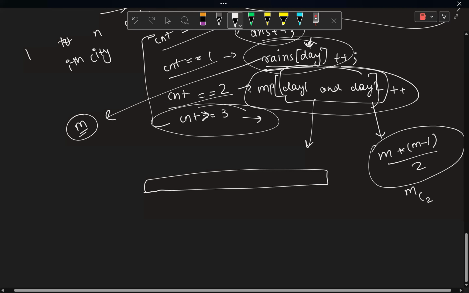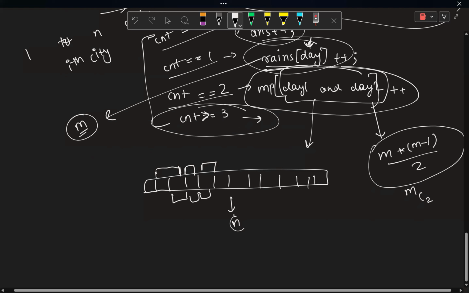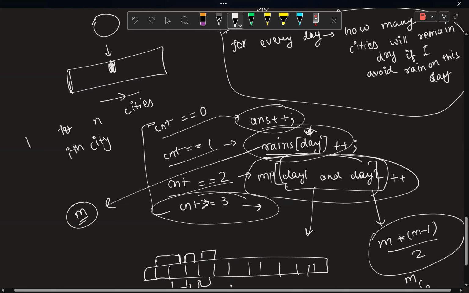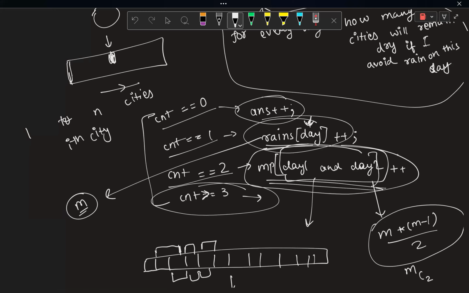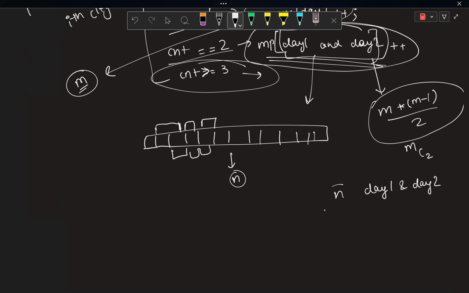So how will you store it? Something like this did come to my mind, and then I realized that for all the elements which are coming in exactly two subsegments, let's say something like this, there will be at most n such pairs, or you can say that you will be incrementing this for at most n cities. So you can have at most n combinations of two distinct days, day 1 and day 2. So it should not be giving you any TLE.